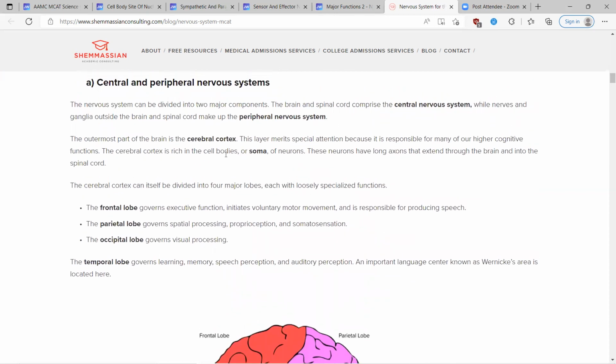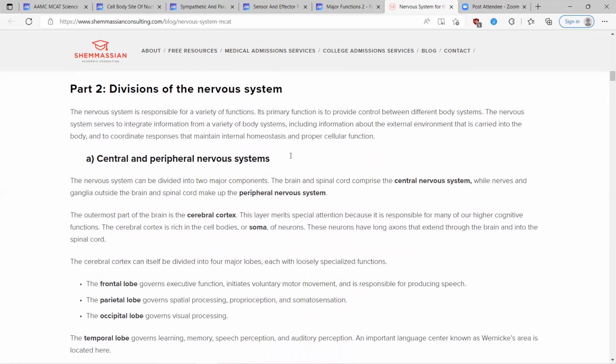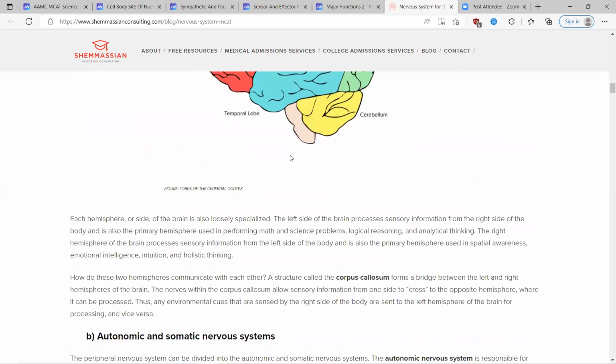And the cerebral cortex is filled with neurons, right? And we're going to dive deep into what neurons are.